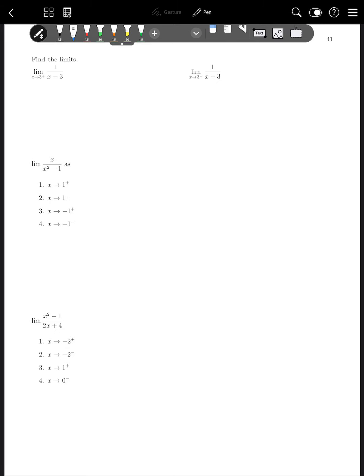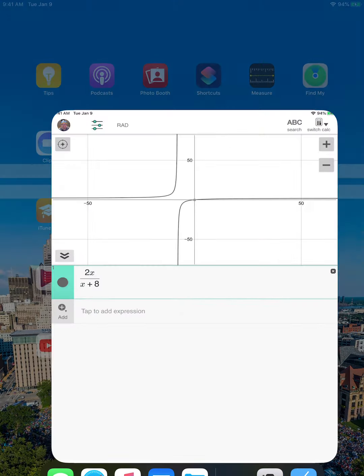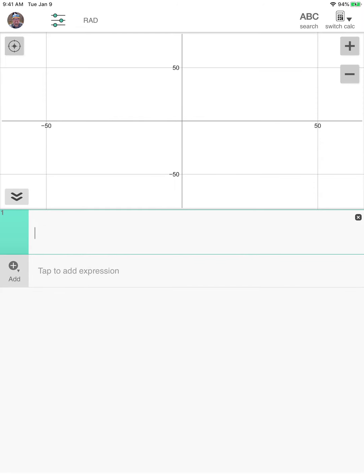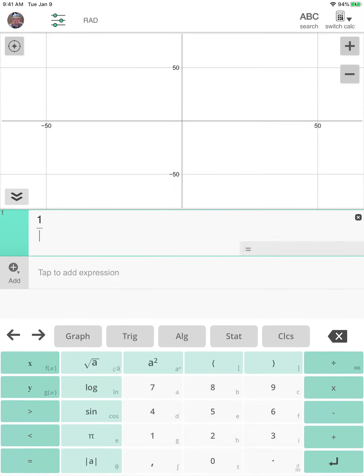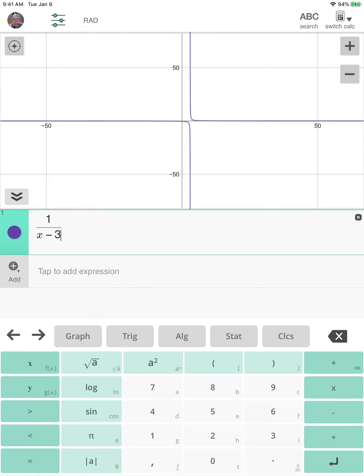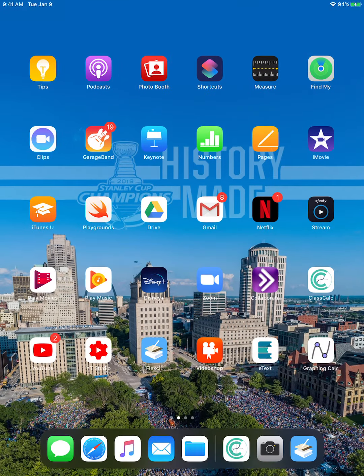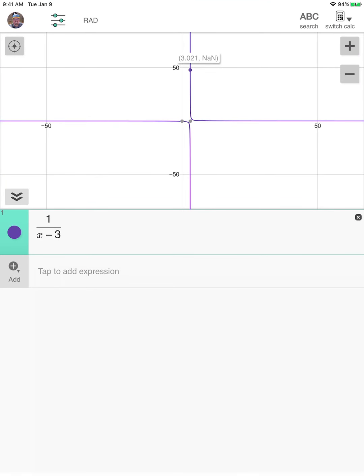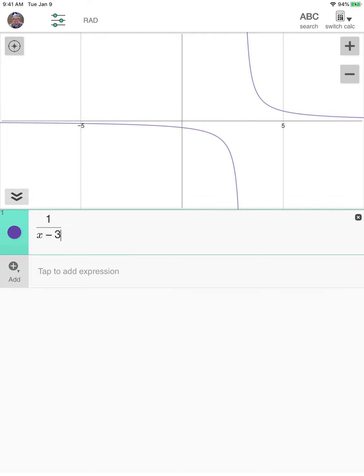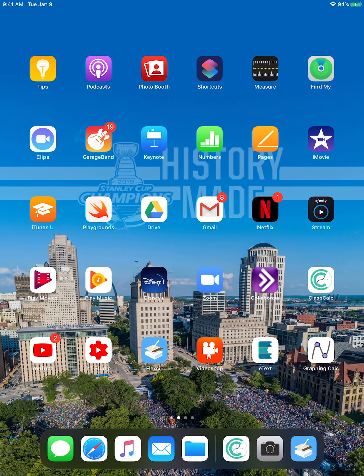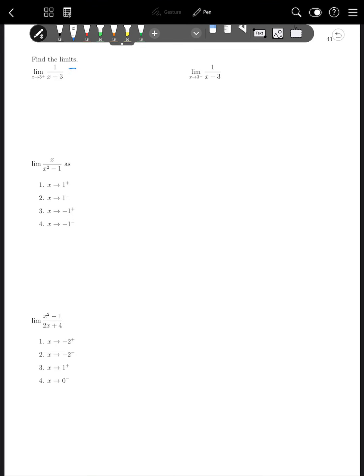Okay, so now that you've had a chance to try these, let's go ahead and just look at them. Same thing we just did here, graph a function using whatever graphing app you want to use. For this first one, as we get close to 3, on the right-hand side it goes up forever, and on the left-hand side it goes down forever. So on the right-hand side, our limit is positive infinity. On the left-hand side, it's negative infinity.